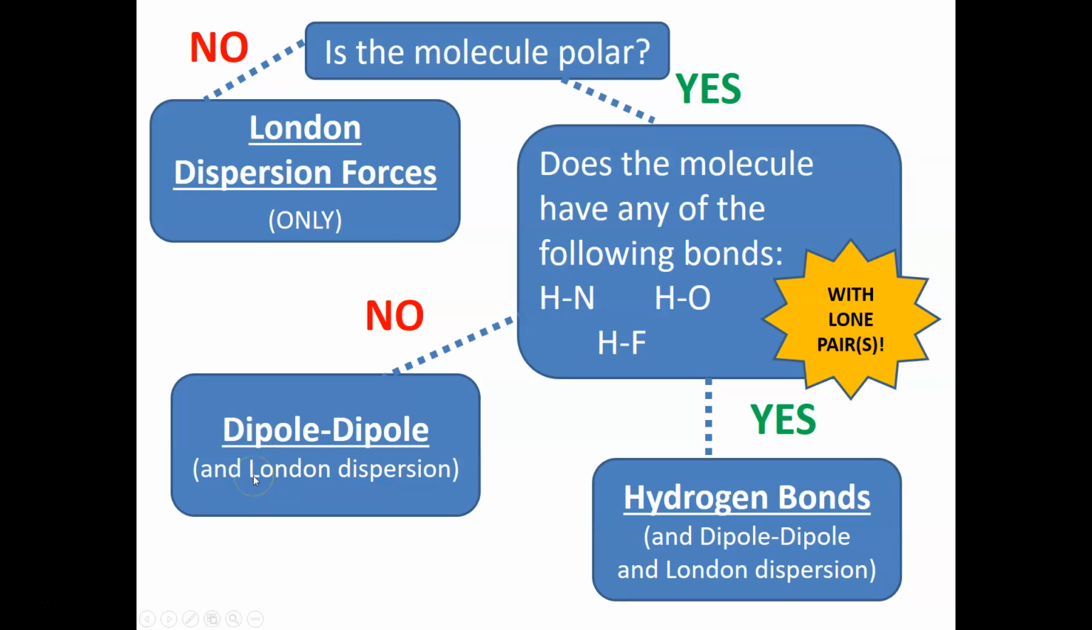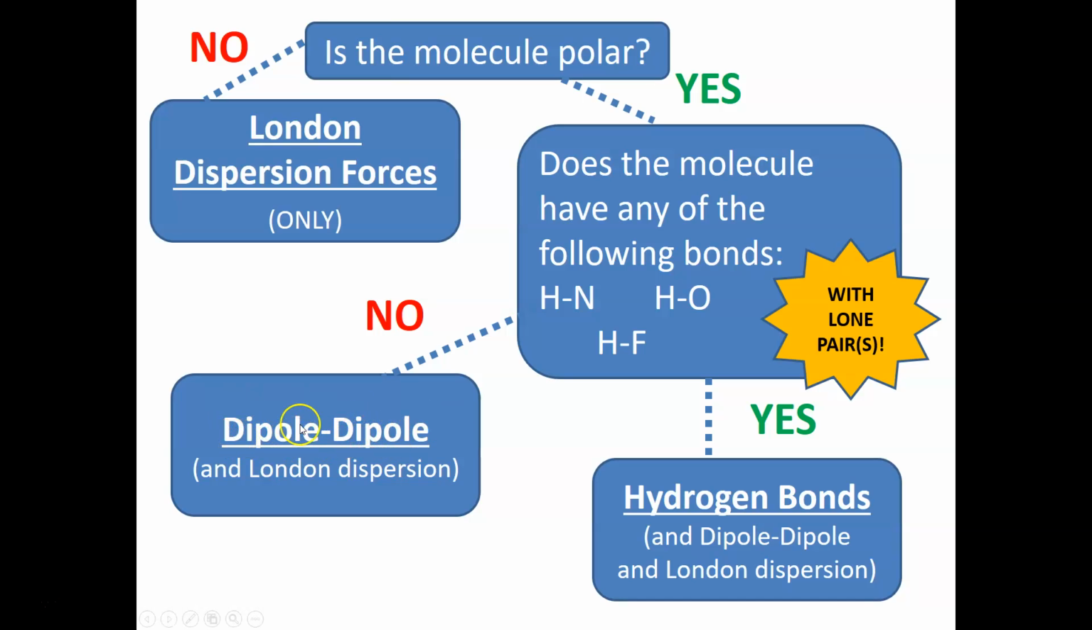You also have London forces present because everything has London force, remember? So if we ask you to list all the forces that are present, you would say dipole-dipole and London. 90% of the time, we only care about the strongest force, right? The London force is not going to contribute much when you have a dipole-dipole. The dipole-dipole is the main contributing force. So if we ask for the dominant force, or we just ask for what the force is, you can just list the strongest part.